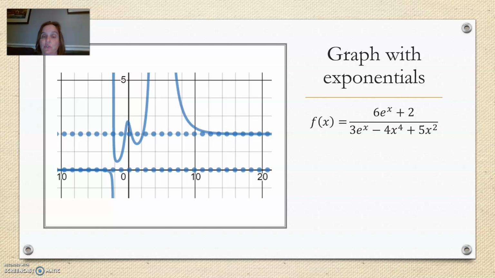I just want to show you this graph in particular because it crosses one of the asymptotes, and that's okay because all the asymptote is telling us is the end behavior out to infinity, so it's totally fine for it to cross the asymptote somewhere in the middle of the graph.